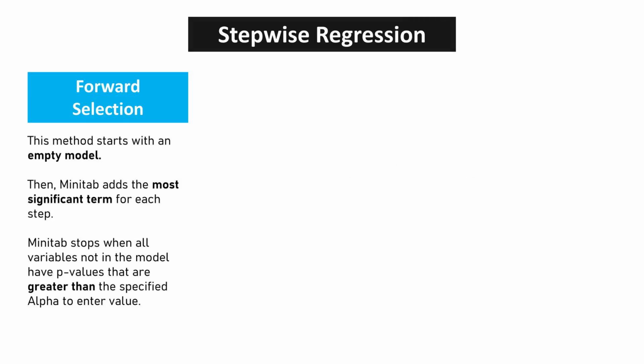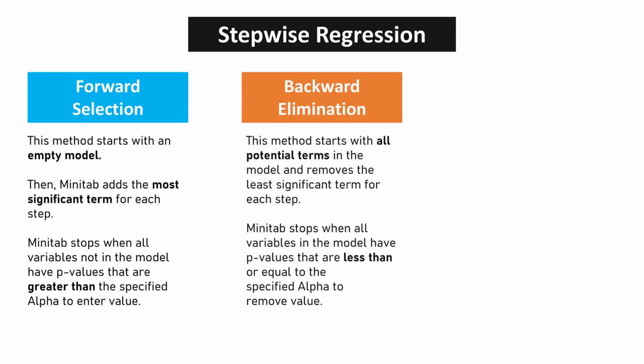Stepwise regression is a strategic method for model selection, balancing complexity with predictive accuracy. Forward selection starts with an empty model. Then, Minitab adds the most significant term for each step. Minitab stops when all variables not in the model have p-values that are greater than the specified alpha to enter value. Backward elimination method starts with all potential terms in the model and removes the least significant term for each step. Minitab stops when all variables in the model have p-values that are less than or equal to the specified alpha to remove value.